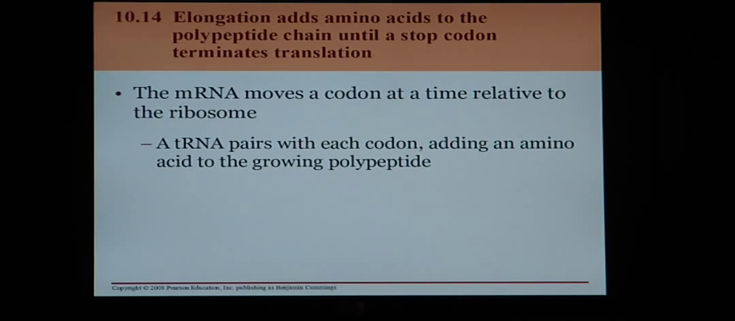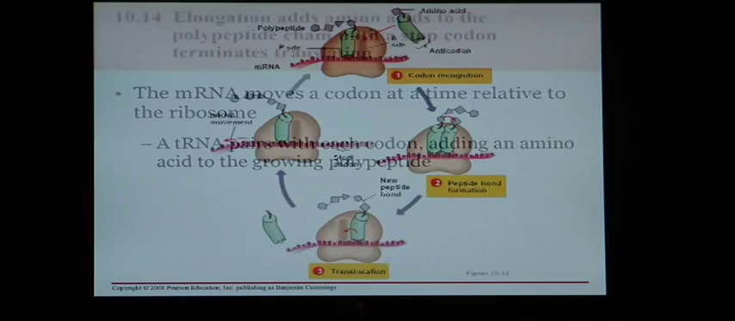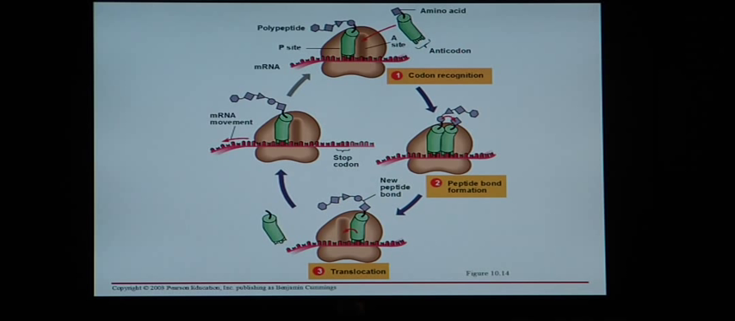The messenger RNA will move a codon at a time relative to the ribosome. A transfer RNA will pair with each codon, adding an amino acid to the growing polypeptide. Okay, so let's look at what that actually means in English. We're going to use this picture here, which, remember again, is in your textbook if you can't see it very well. So we're going to start out where we left off.